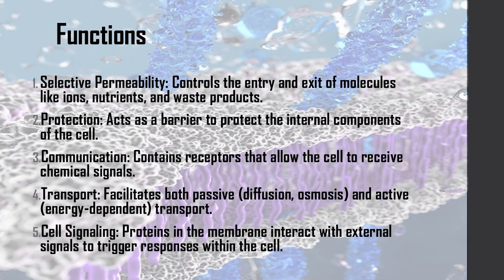Functions. Selective permeability, controls the entry and exit of molecules like ions, nutrients, and waste products. Protection, acts as a barrier to protect the internal components of the cell. Communication, contains receptors that allow the cell to receive chemical signals. Transport, facilitates both passive, diffusion, osmosis, and active, energy-dependent, transport. Cell signaling. Proteins in the membrane interact with external signals to trigger responses within the cell.